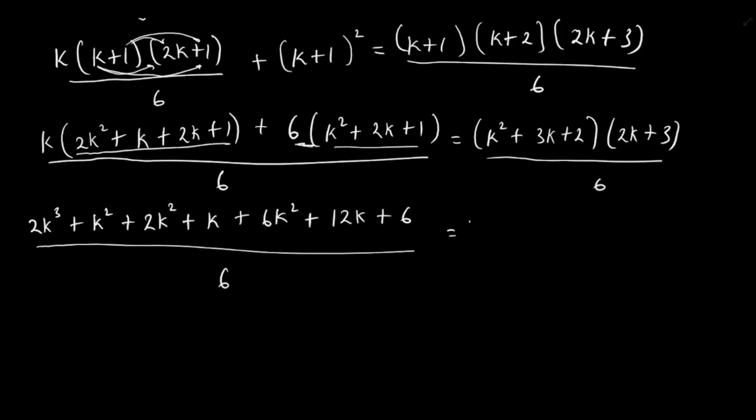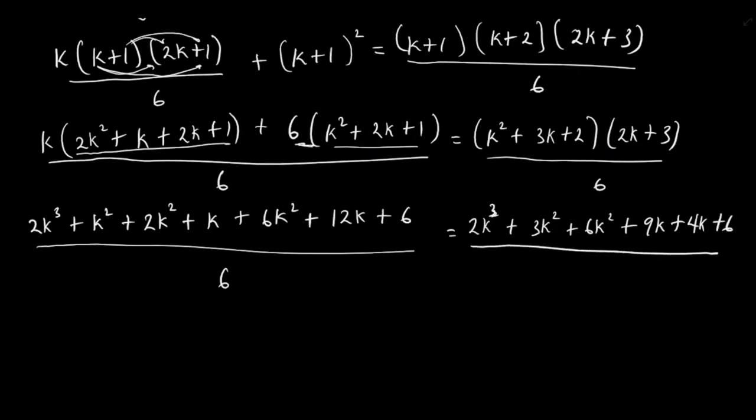So expanding this, we have 2k cubed, because k squared multiplied by 2k gives 2k cubed, plus 3k squared plus 6k squared plus 9k plus 4k plus 6 over 6. So now we need to add up the like terms together.